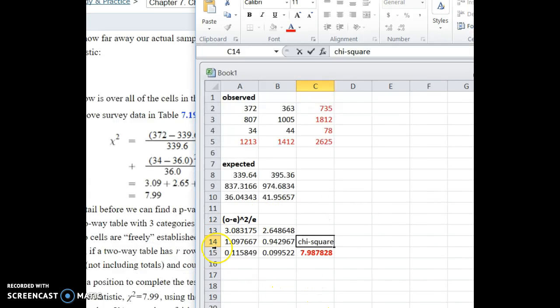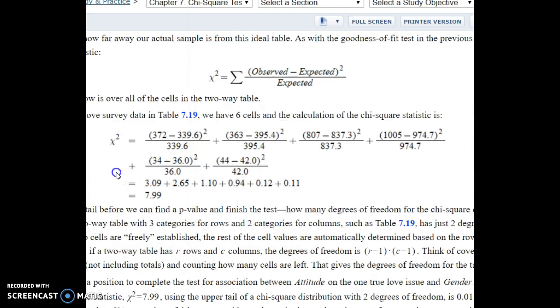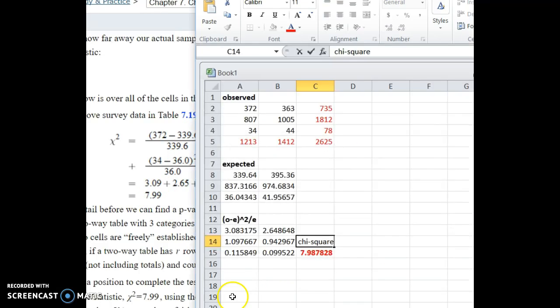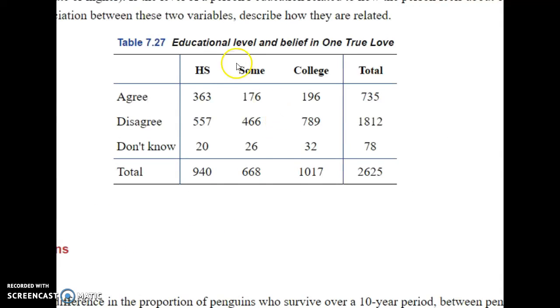So just to show you here, I've got the numbers. Here's what your book says. You notice how they have observed minus expected, quantity squared divided by expected. They get 7.99. Ours would be rounding 7.99. I'm going to do one more example. In this case, we'd have 3 rows, minus 1 is 2, and 3 columns, minus 1 is 2. So I'd have 4 degrees of freedom with this. So let me go ahead and go to Excel.